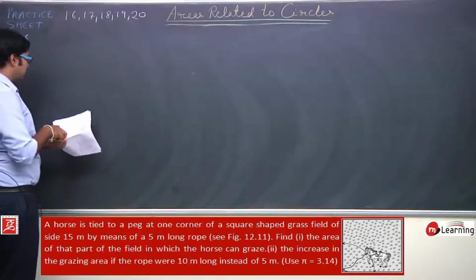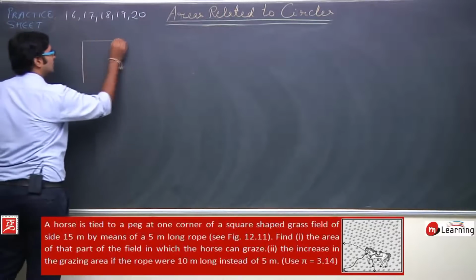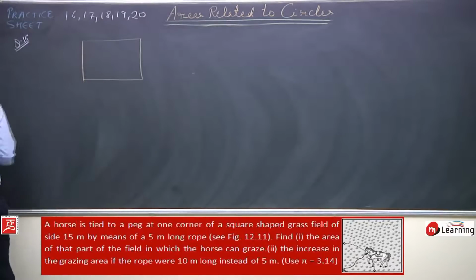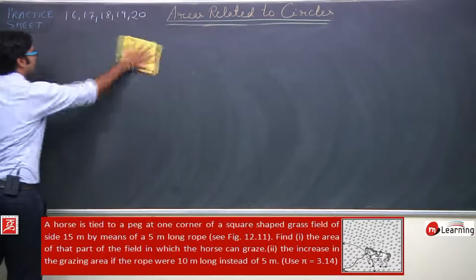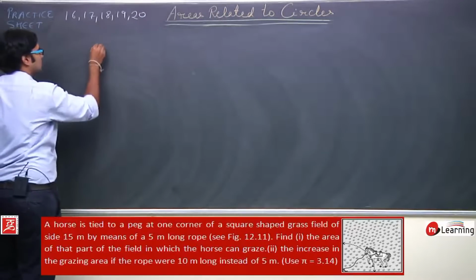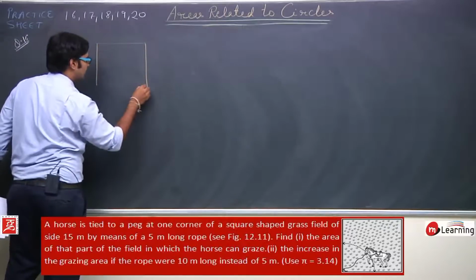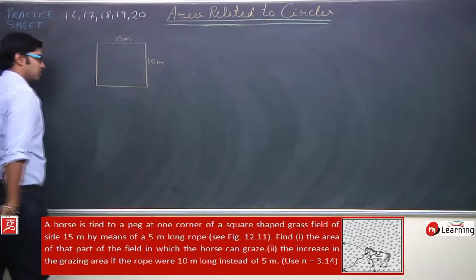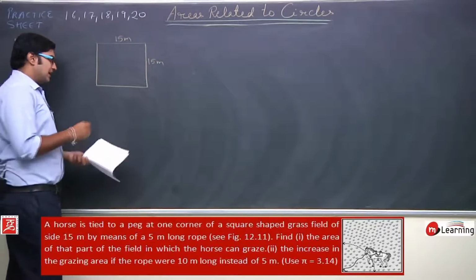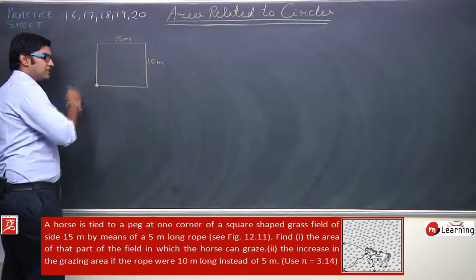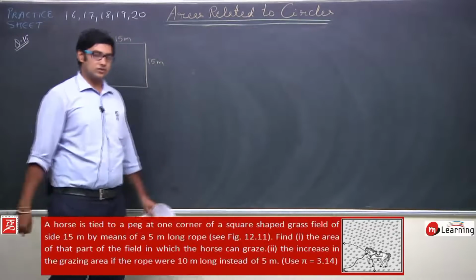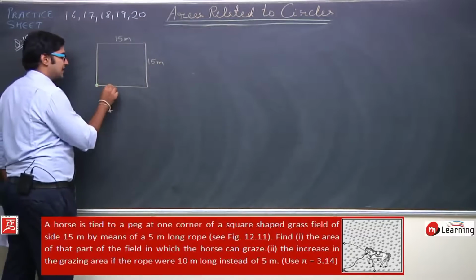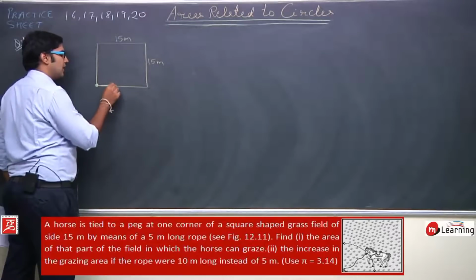The diagram for this question will be, there is a square field like this, or it might look like a rectangle. So this is a square field and the sides of this square field are 15 meters and 15 meters. Let us say at this corner I have tied a horse with a 5-meter long rope, and this is the horse.